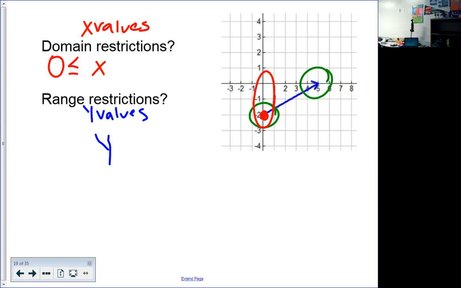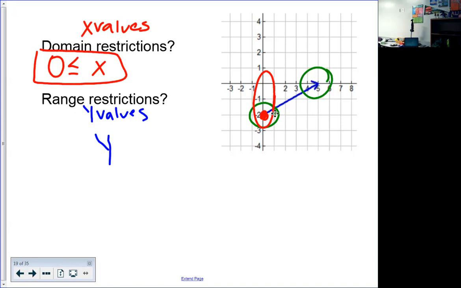Now, when I go to the right and I see an arrow, what that means is my line continues on forever and ever and is not going to stop, which tells me I do not have an end number. I don't have a biggest x value that I hit. So I'm not going to put a biggest x value in my domain. That is my domain right there. That's the final answer for domain.